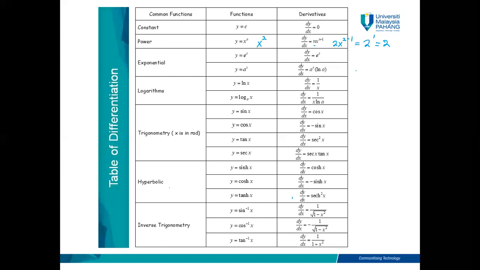Logarithm. Y is equal to ln x. When you differentiate ln x, you will get 1 over x. Earlier we differentiated 1 over x. Now you differentiate ln x, and you will get 1 over x. Not a similar thing. Earlier we differentiated 1 over x, now we differentiate ln x and get 1 over x.